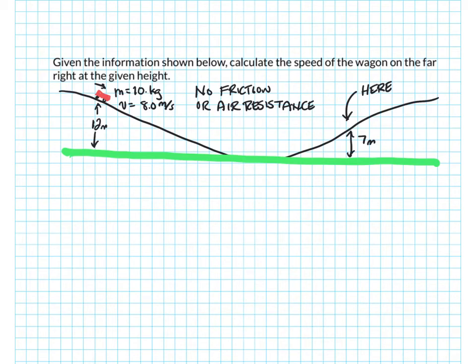Given the information shown below, calculate the speed of the wagon on the far right at the given height. So on the left, it's 12 meters high, and it's traveling at 8 meters per second downwards. And on the right, it's 7 meters high.